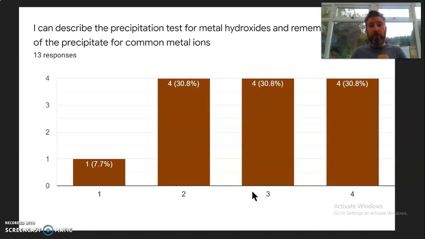Okay, precipitation test for hydroxides. Don't think we're so confident on this. This was one of the last things we did in school before we disappeared. So we did try and do it all practically.